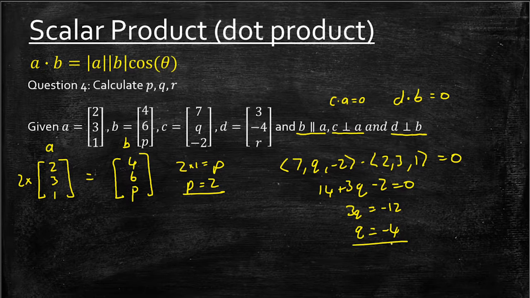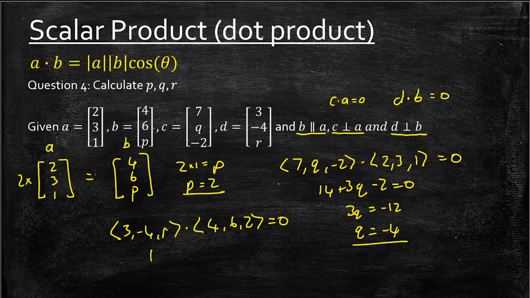So we've got our p, our q, and now we just have to work out the r value. We'll get that by finding the perpendicular using the dot product and making it equal to 0. So d dot b is going to be (3, -4, r) dot b, which is (4, 6, 2), because we know what p is now. We know that p is 2. And we've got to make that equal to 0.